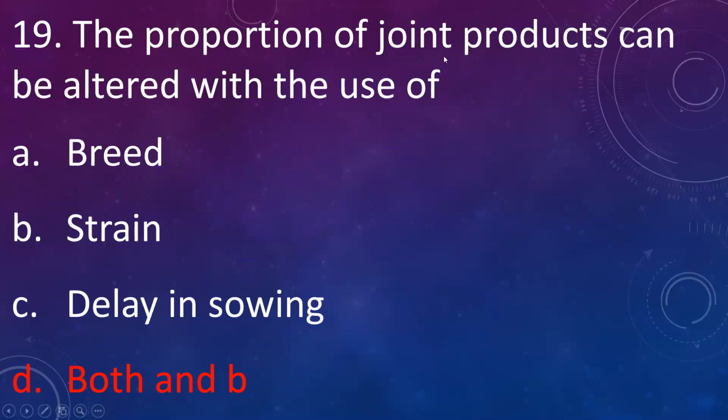Because in joint products, there is one product. If you want to produce one product, the other product also will be produced. So the proportion of joint products can be altered using breed and strain. For example, now paddy and straw, depending upon the variety, the quantity of paddy grains and straw will differ. So proportion can be differed. That is, breed and strain can be used to alter the proportion of joint products.